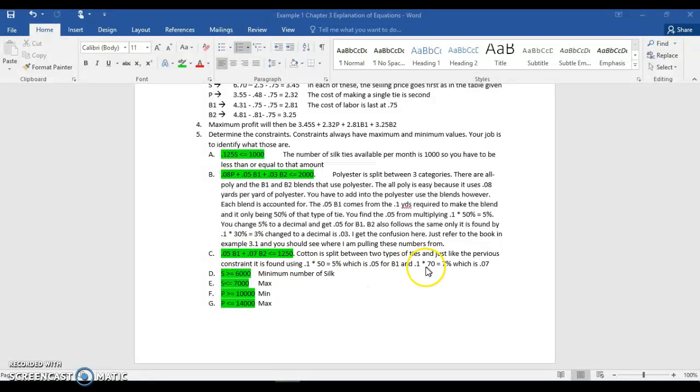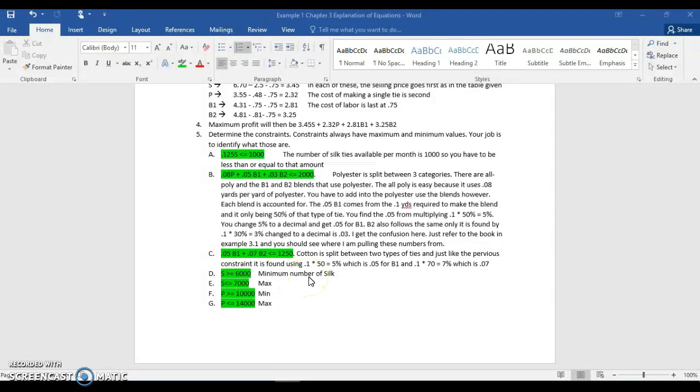Here you have 0.1 yards of material. It's 70% of the tie. So since it's 70% of that tie, that's 7% of cotton being used, which is out of a yard, and that is 0.07 of B2. That all has to be less than 2,500 available. Or sorry, 1,250 available.